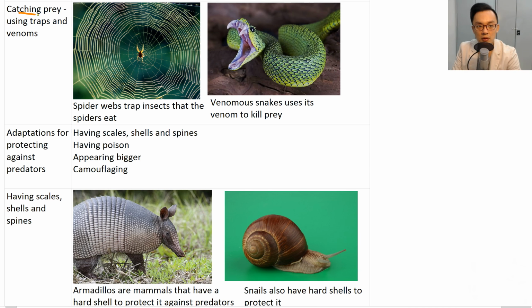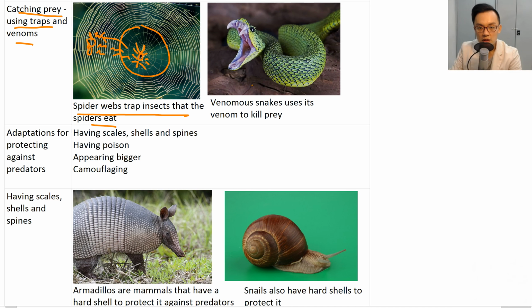The next adaptation we're going to talk about is catching prey using traps and venoms. Spider webs trap insects that the spiders will eat. They will build this kind of spider web, and the spider will be in the middle. When the insect comes here, it will shake the web, and then the spider will know, and the spider will come and eat the insect.